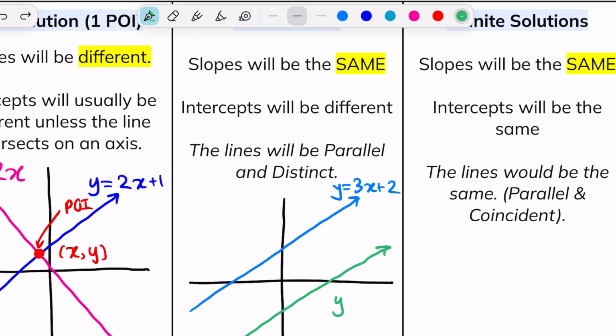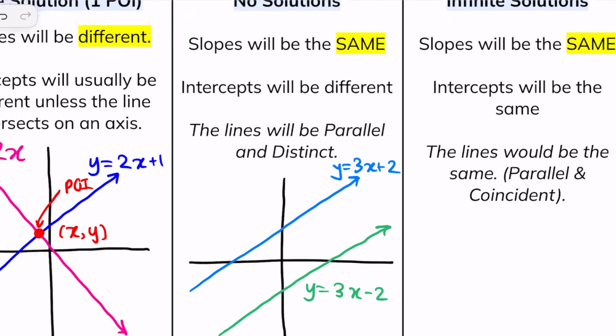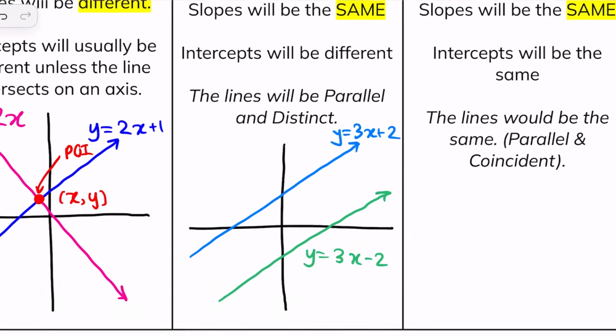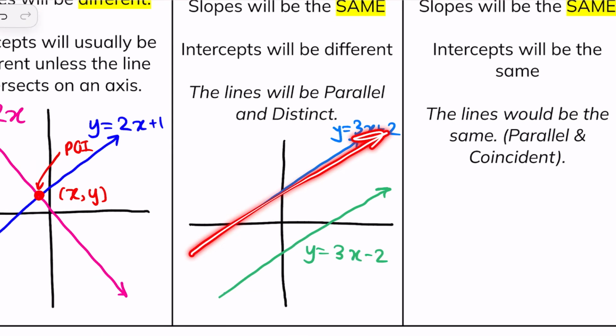So here we have y is equal to 3x plus 2 and y is equal to 3x minus 2. As you can see, the slopes are the same because this is 3 and this is 3, but our intercepts are different. This one has a positive 2 intercept and this one is negative 2. So what do we get? We get lines that are parallel and distinct.